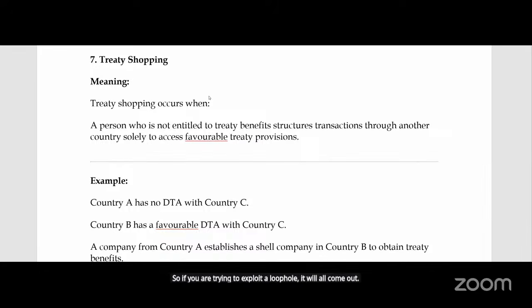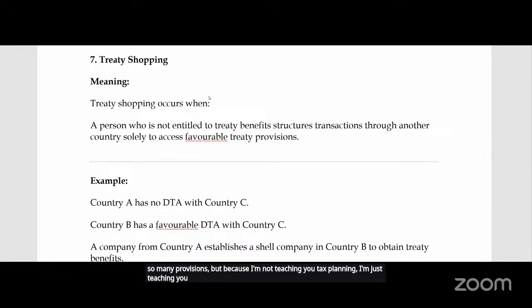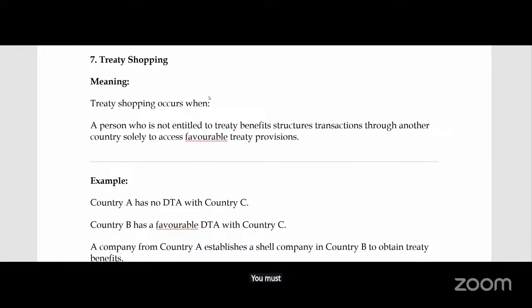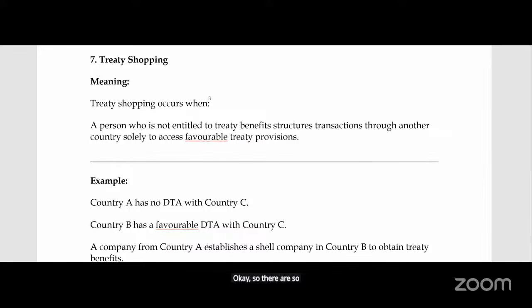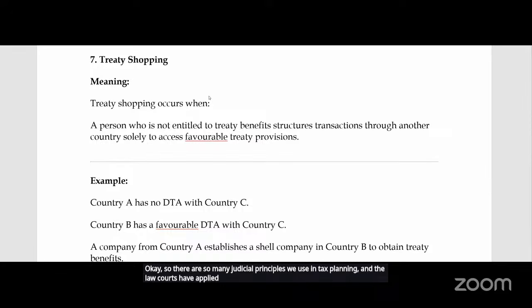There are so many provisions, but because I'm not teaching you tax planning, I'm just teaching you international tax, I can't go further. But you must understand things like substance over form, the doctrine of label, the sham transaction doctrine, the business purpose doctrine, and the step transaction doctrine as well. There are so many judicial principles we use in tax planning, and the law courts have applied them over the years.